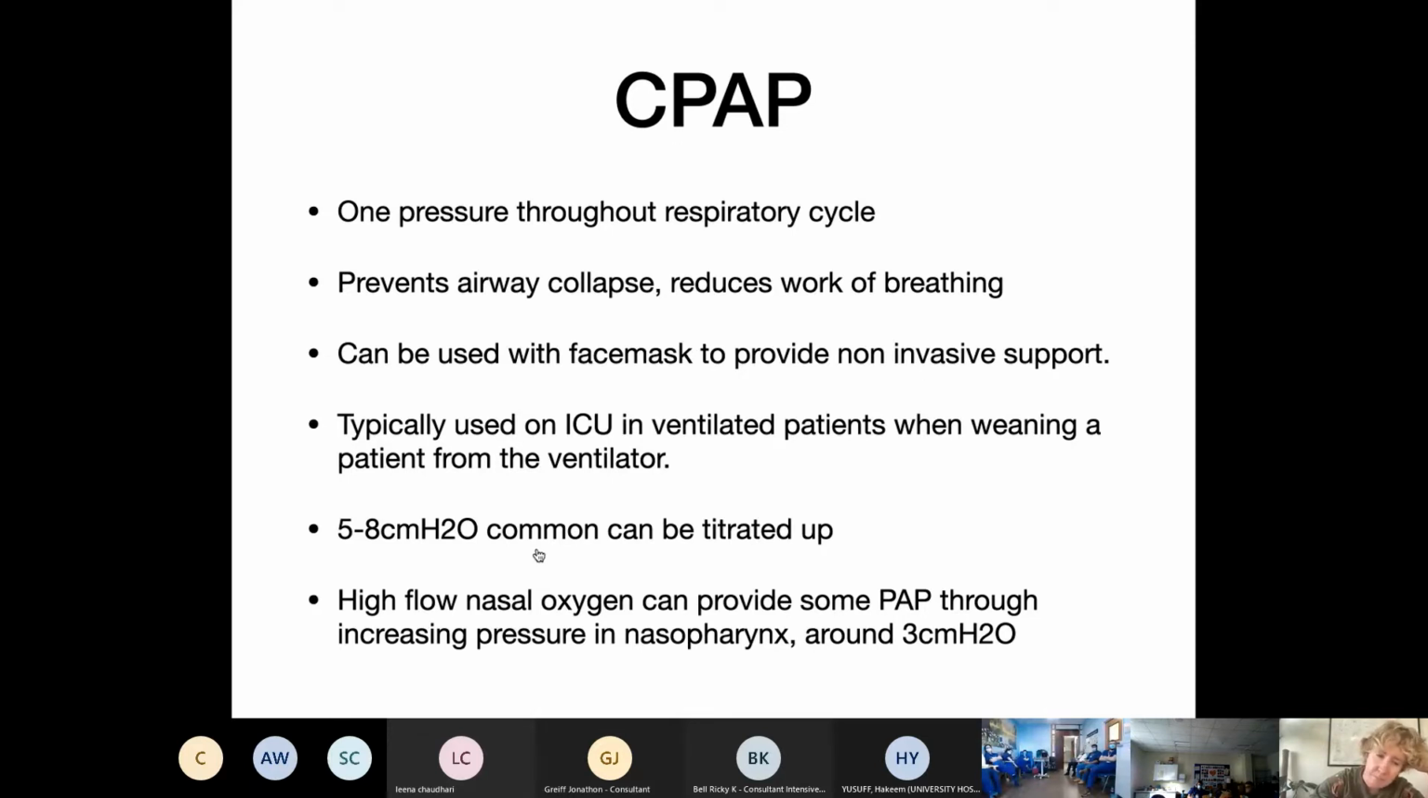And 5 to 8 centimeters of water is a common amount of CPAP to use, and it can be titrated up. High flow nasal oxygen can provide some positive airway pressure through increasing pressure in the nasopharynx, around 3 centimeters of water, but I would not describe that as CPAP. It's just in a similar family, may be used in similar circumstances to prevent airway collapse and reduce work of breathing.